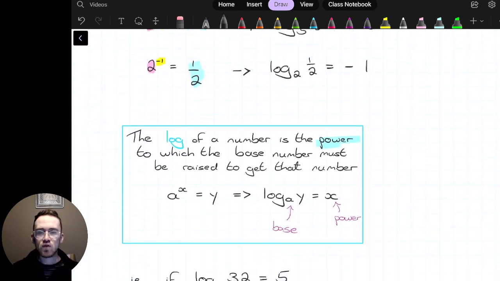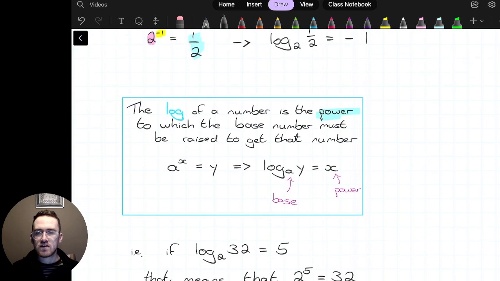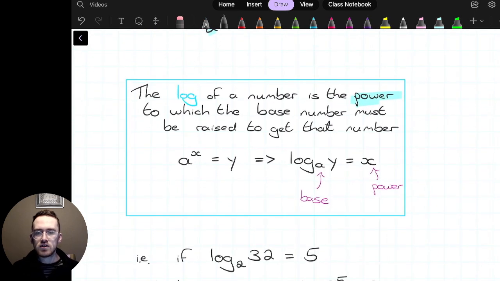So just a more formal definition here: the log of a number is the power to which the base number must be raised to get that number. So in terms of the log of y, it is the number for which we have to do a to the power of in order to get y.